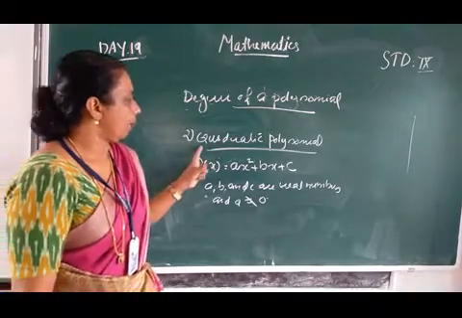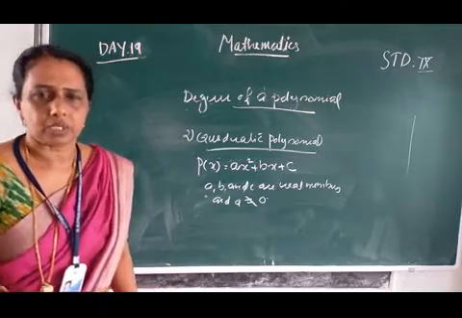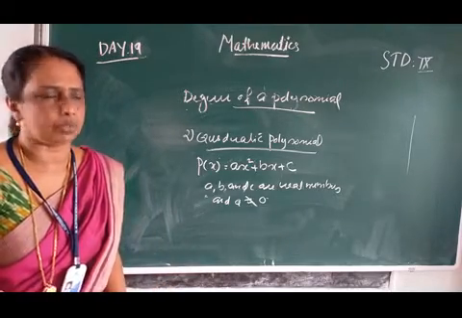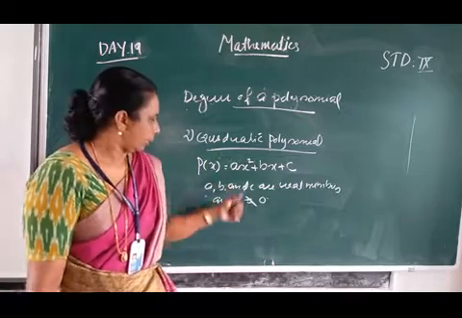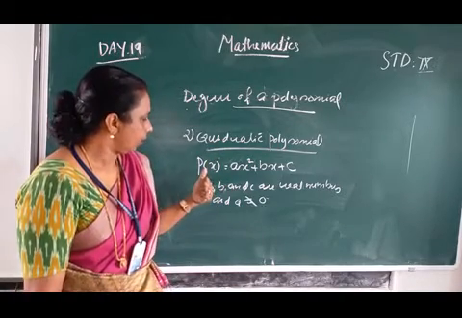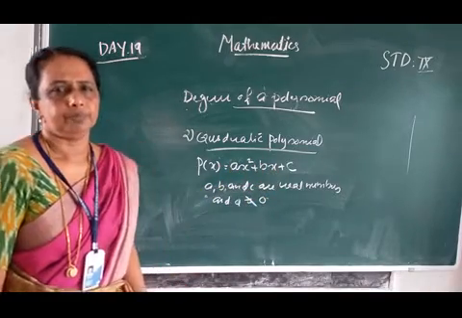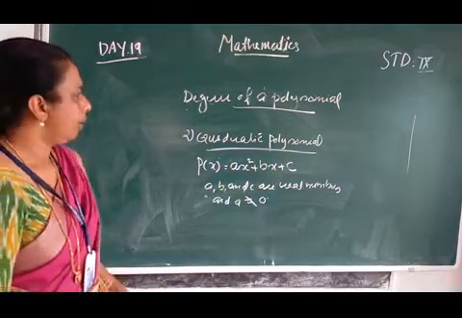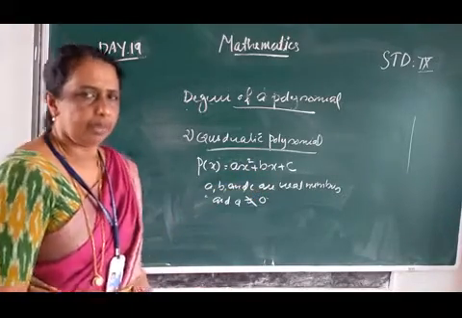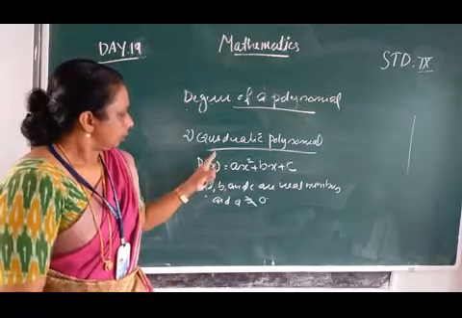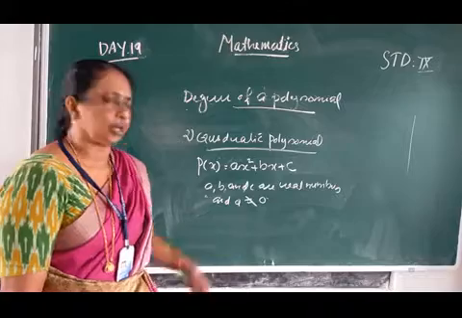A quadratic polynomial has at most 3 terms. Quadratic polynomial means the degree of the polynomial is 2. The standard form of a quadratic polynomial is p of x is equal to ax square plus bx plus c, where a, b and c are real numbers and a is not equal to 0.